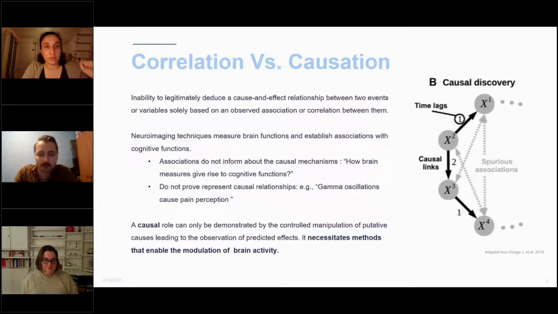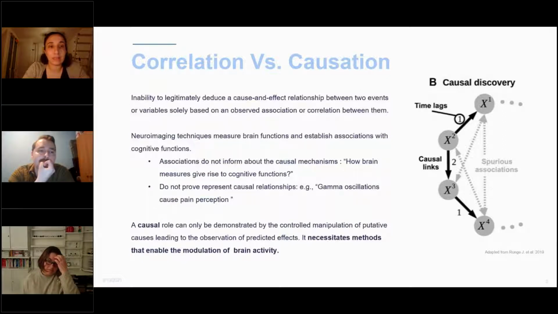And I'm moving to a second idea, correlation versus causation, which you have probably heard before, that correlation is not causation. We cannot actually deduce a cause and effect relationship between two events because we have data, even high quality data, that associate the two. And most of the neuroimaging techniques we are going to see today are showing correlational data.